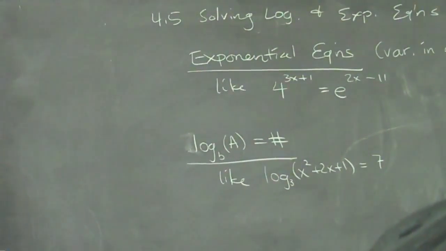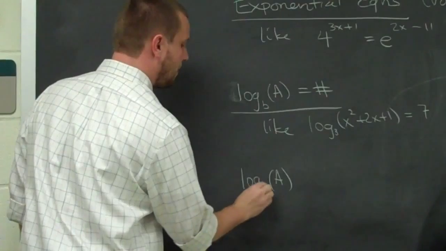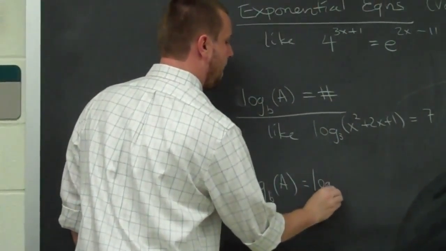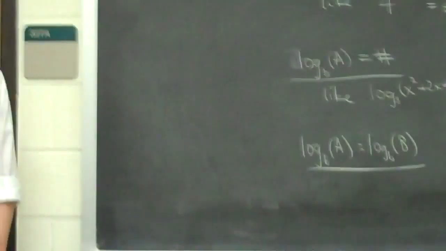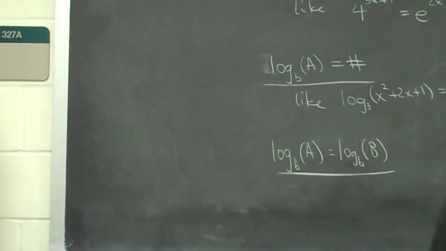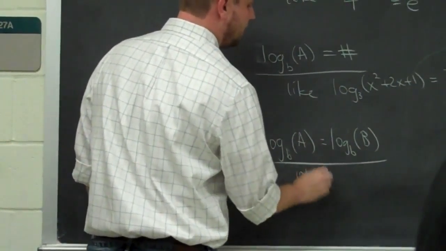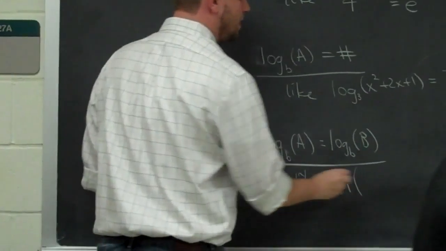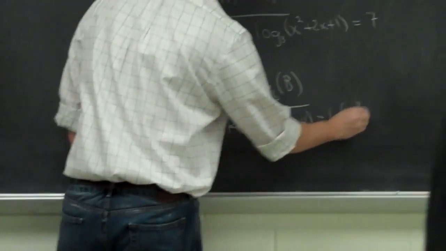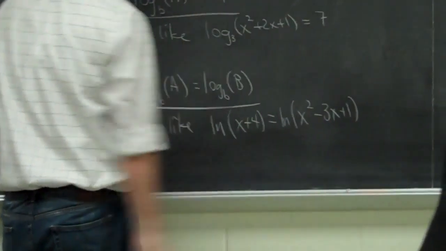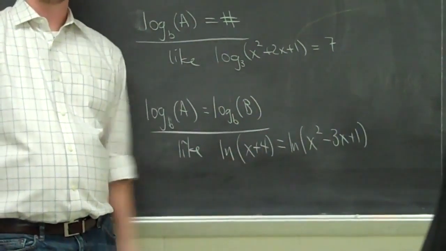The other kind of log equation is actually the easier one. What if I get it to say log equals log? Then that's a different sort of deal. Okay? So this is like the natural log of x plus 4 equals the natural log of x squared minus 3x plus 1. Okay? Where the log of this equals the log of that.